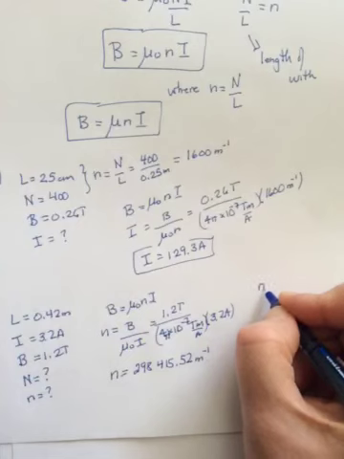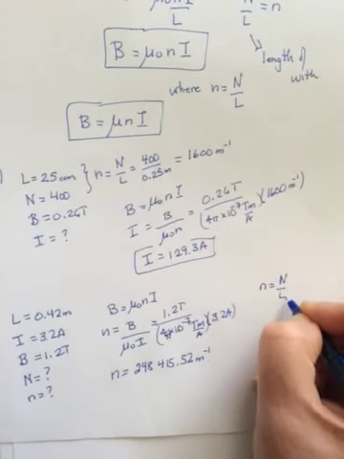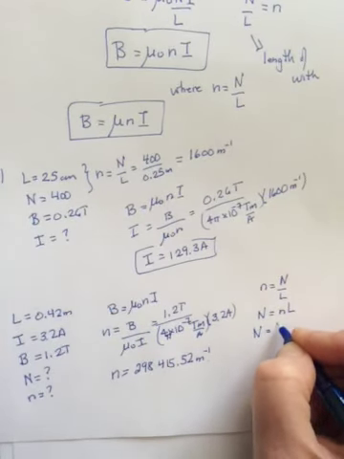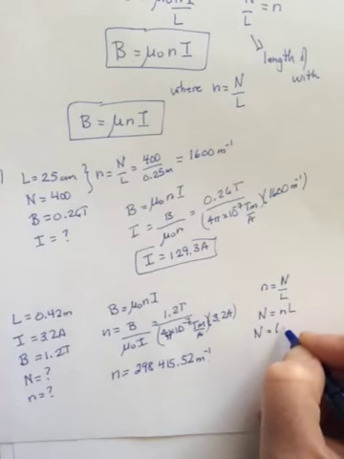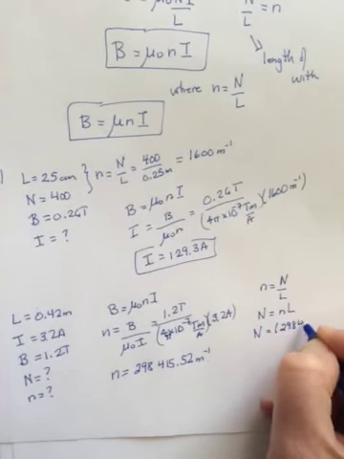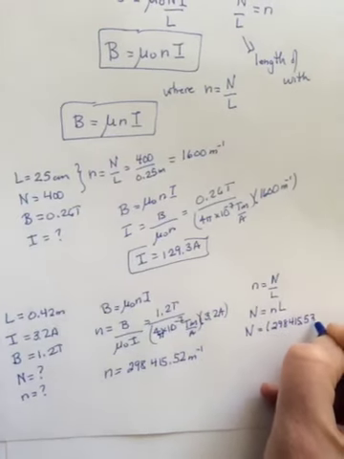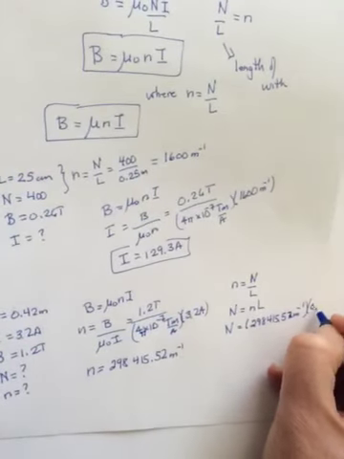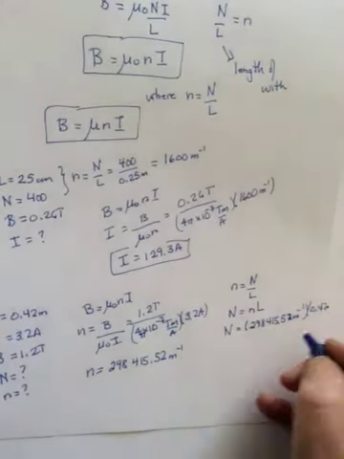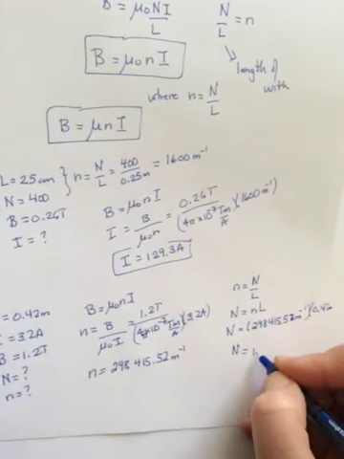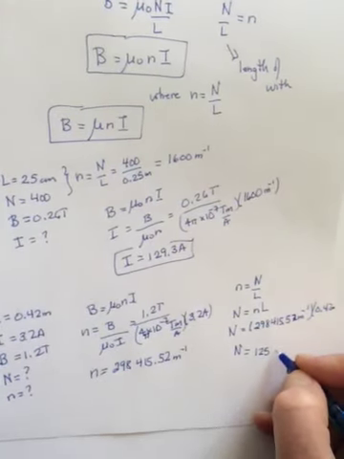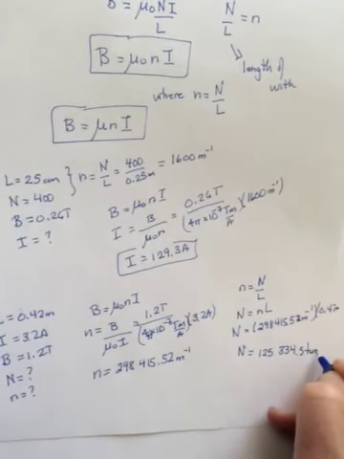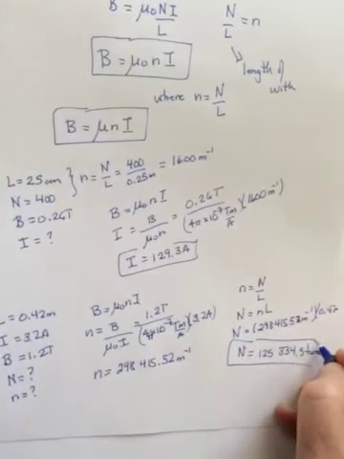So then you say, okay, little n is equal to big N over L, so big N is equal to little n times L. So 298,415.52 meters to the negative 1, and you're going to multiply that by 0.42 meters. Okay? And when you do, you should get 125,334.5 turns. Okay? Answer number 2.